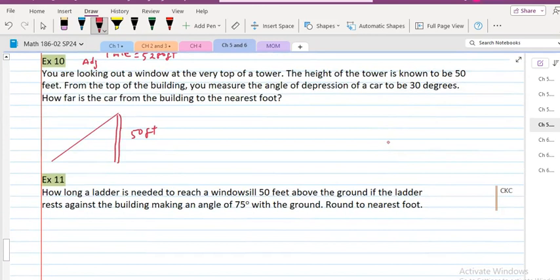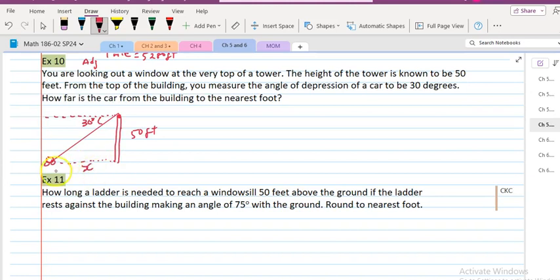You're looking out the window at the top of a tower. The height of the tower is known to be 50 feet. So I know a tower, 50 feet. You look out from the window at the top. So your observer is at the top. From the top of this building, you measure the angle of depression of a car to be 30 degrees. So because you are looking down, remember the angle of depression is the angle that it makes with the horizontal. This is 30 degrees, and you look at the car here. How far is the car from the building to the nearest foot?